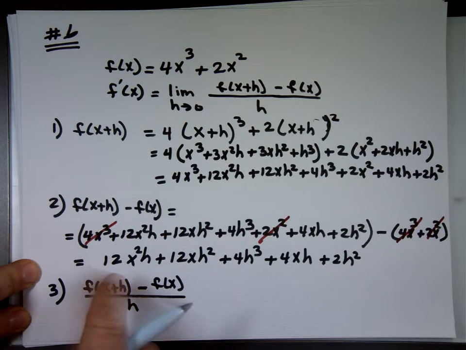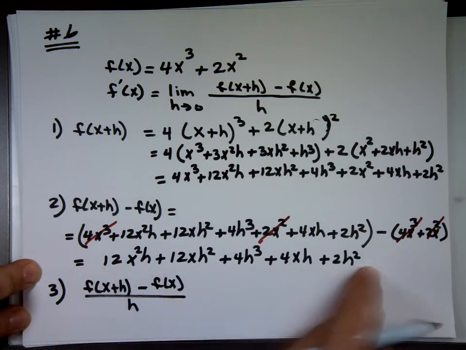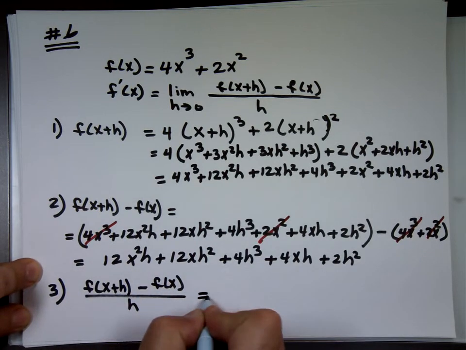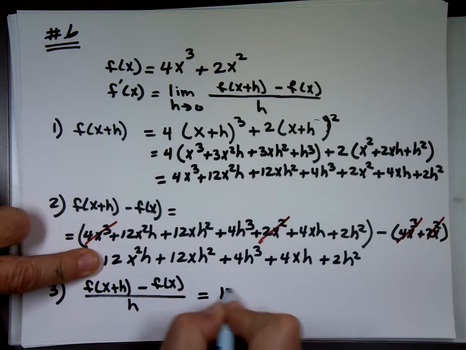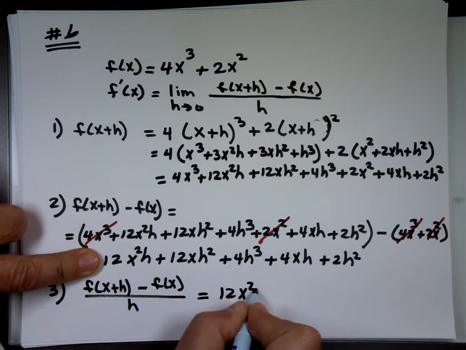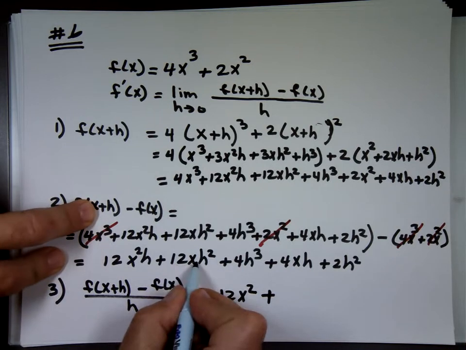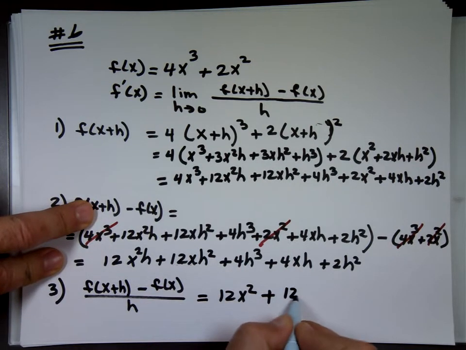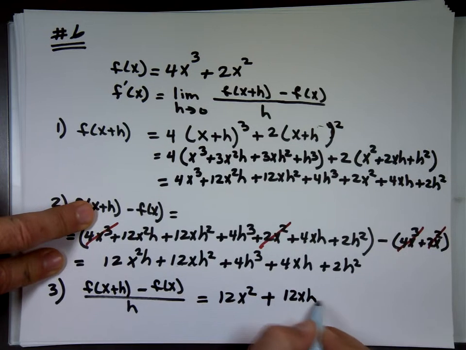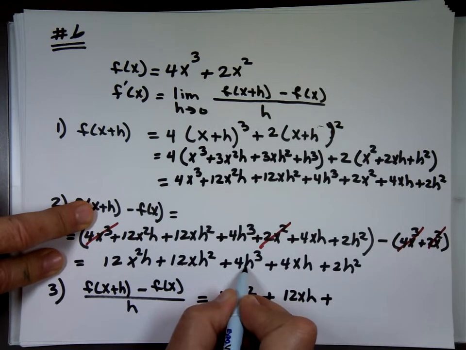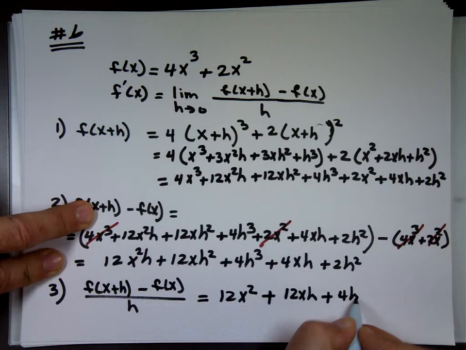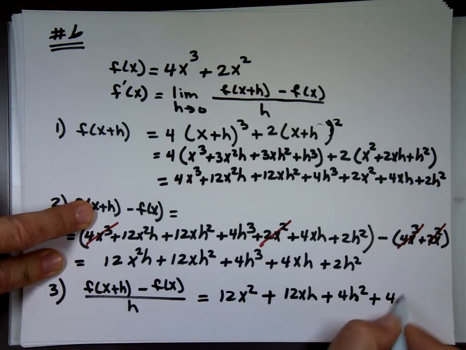Divide this by h. If you divide each one by h, what are you going to have? 12x squared plus what? 12xh, yep. Plus what? 4h squared. Plus what? 4x plus 2h.